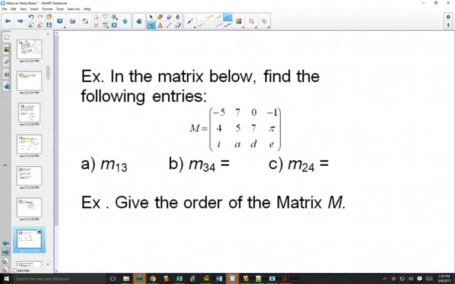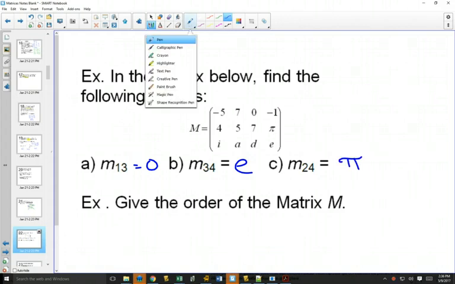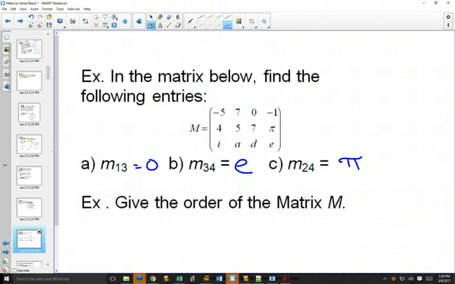M13, what'd you get? 0. M34, 4. M24, e. And the order of the matrix? A 3 by 4. Nice.